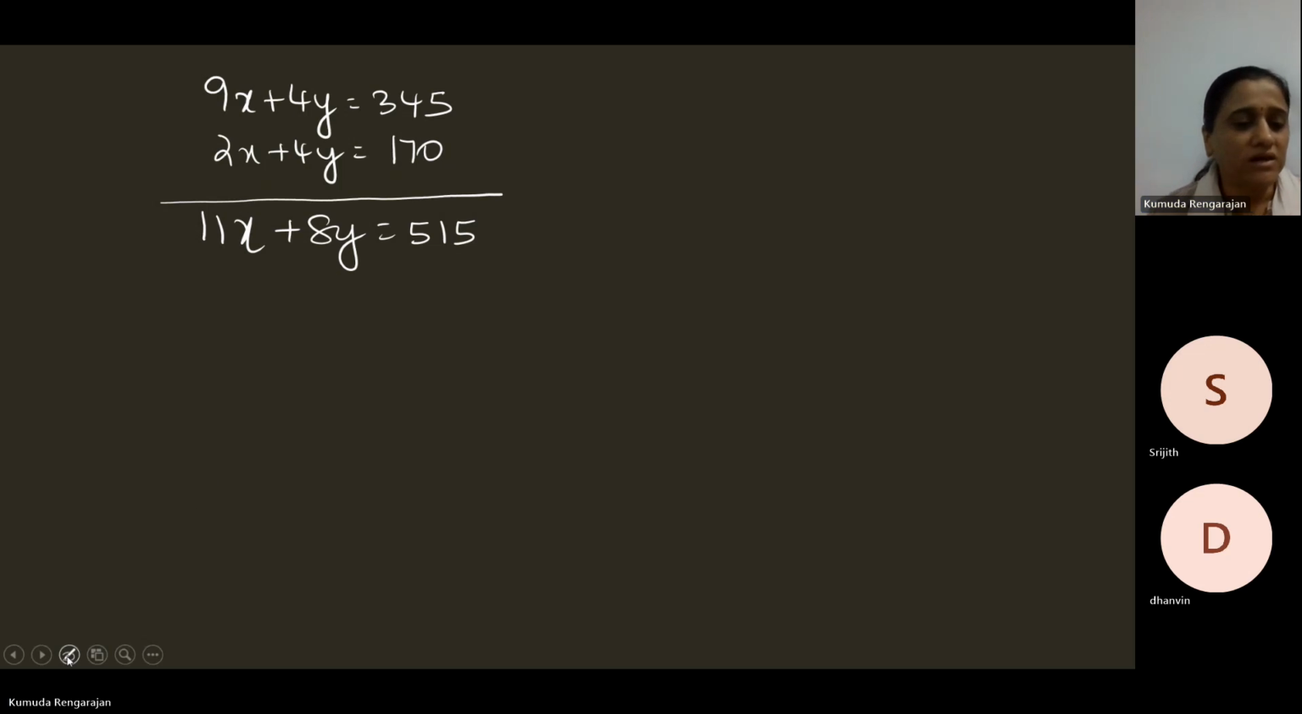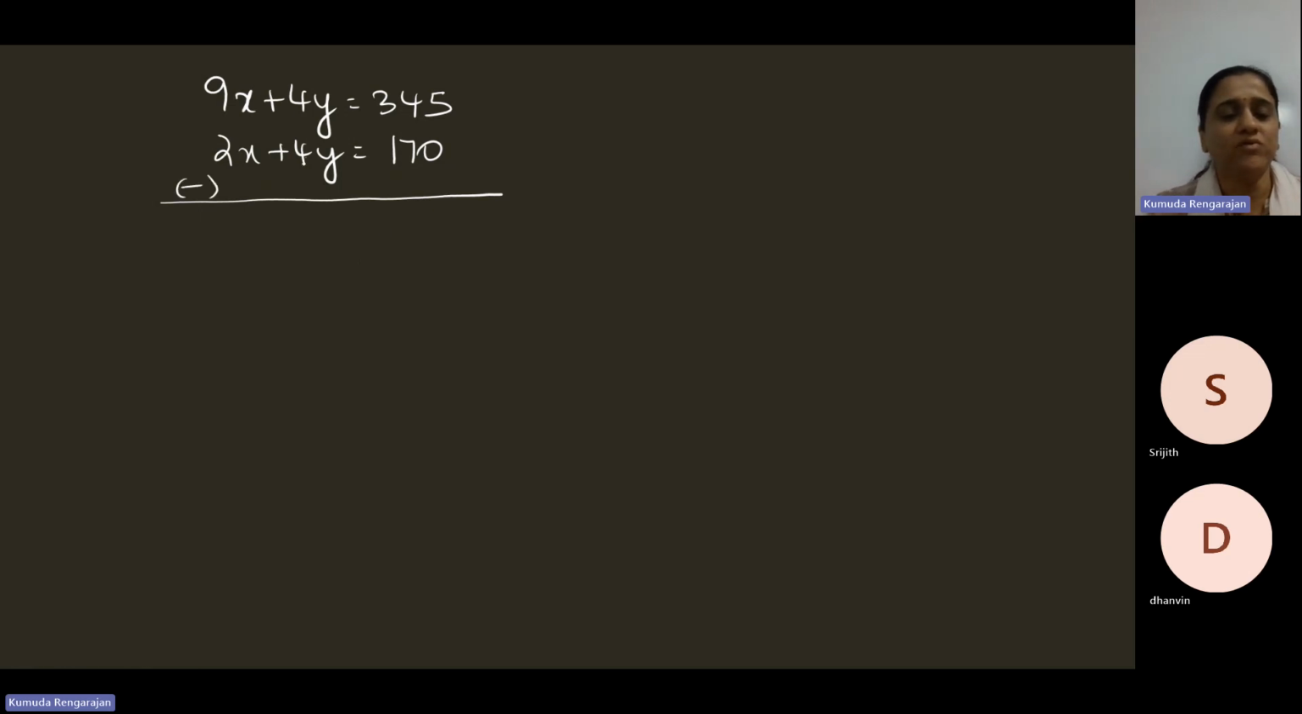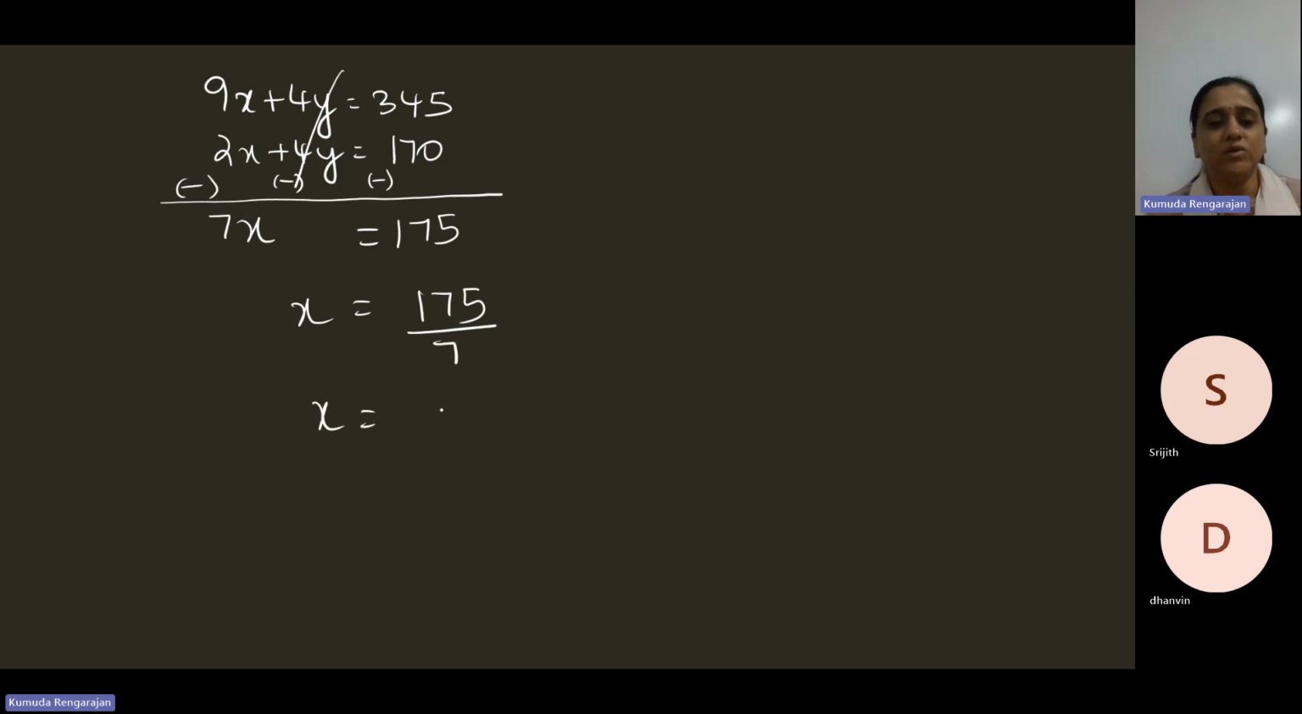Okay, now try changing the signs in the second equation. So plus 2x becomes minus 2x, plus 4y minus 4y, plus 170 minus 170. Now what is 9x minus 2x? 7x. What is 4y minus 4y? 0. And what is 345 minus 170? 175. Now see, 7x is equal to 175. So x is equal to 175 by 7. 7 twos are 14, 5 sevens are 35. So x is 25 degrees.